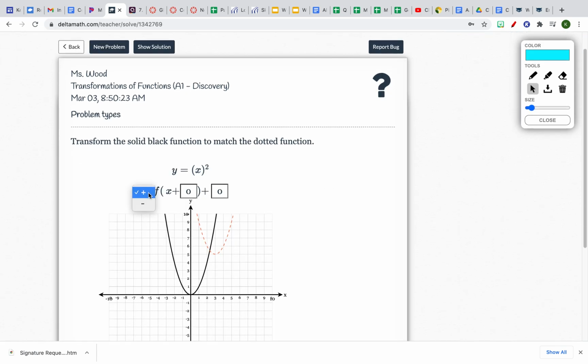So again, this flips it. This number has to be the opposite of, so if I want to move it right, it has to be a negative. If I want to move it left, it is a positive. And then this last number moves it up or down. Okay.